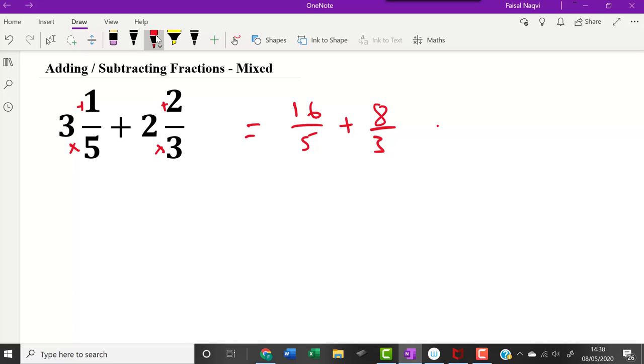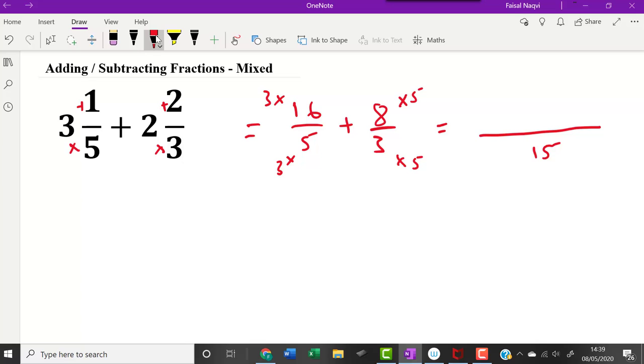I've now got to make the denominators the same. The lowest common multiple between 5 and 3 is 15. So I know that it's going to be over 15. What did I do to the 5 to get to 15? Well, I multiplied by 3. So I've got to multiply the top by 3. What did I do to the 3 to get to 15? I multiplied by 5. So I have to do the same to the top.